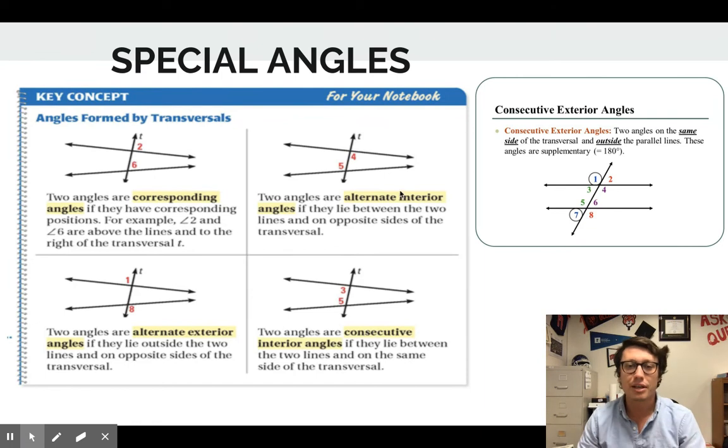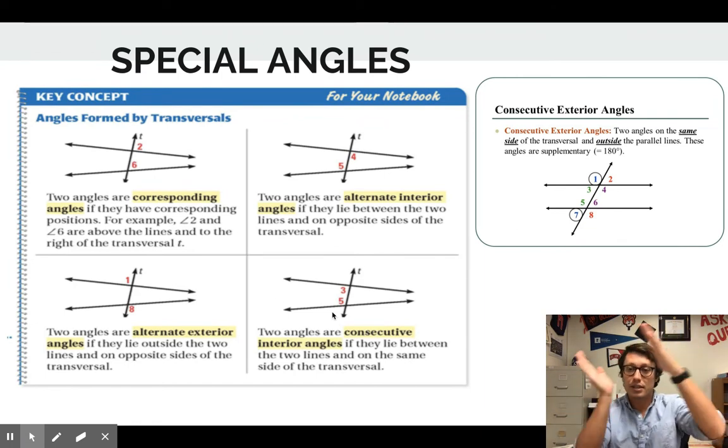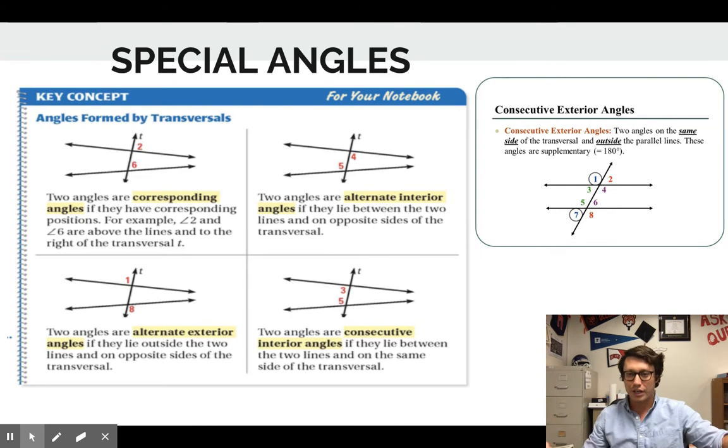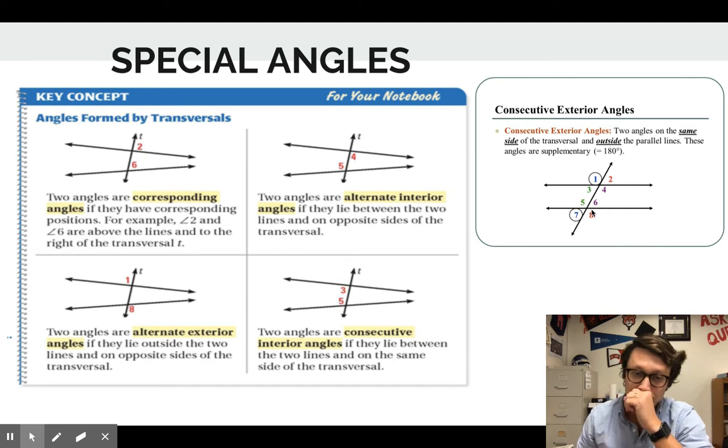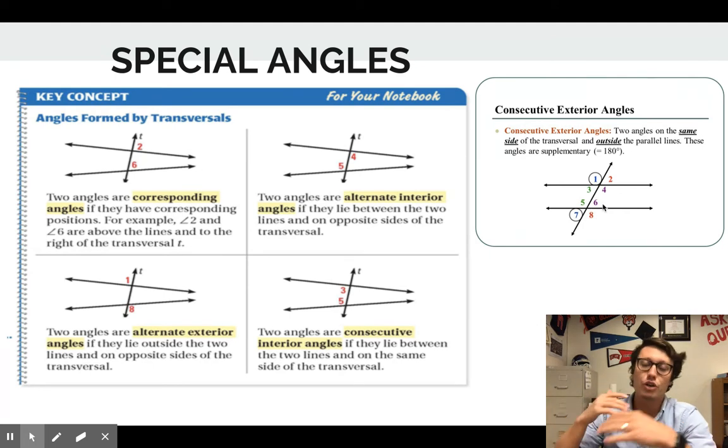And so we can think of interior or exterior. Are they inside of the two lines or are they outside of the two lines? Are they in the hallway? Are they out of the hallway? Are they inside the road? Are they outside of the road? Whatever you think. So if we're thinking 3, 4, 5, and 6 here, all of these angles are interior angles because they are on the inside of the road. 1, 2, 7, and 8 are all exterior angles because they are outside of the road, outside of the hallway. And then whether they're alternate or consecutive: alternate means opposite sides, consecutive means same sides.